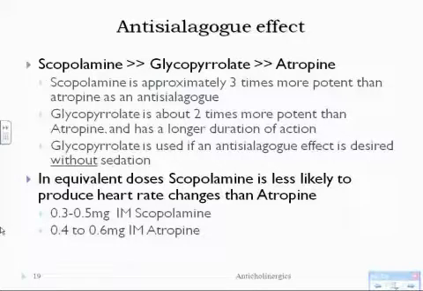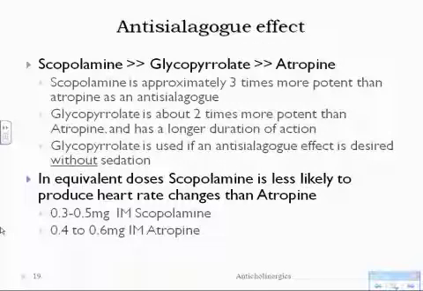For the antisialagogue effect, scopolamine is greater than glycopyrrolate and it's greater than atropine. Scopolamine is approximately 3 times more potent than atropine, and glycopyrrolate is about 2 times more potent than atropine. Glycopyrrolate is used as an antisialagogue without sedation, so that's why I use it. If I'm trying to dry somebody up to do a fiber optic bronchoscopy, I usually use glycopyrrolate and avoid scopolamine because it's too much sedation.